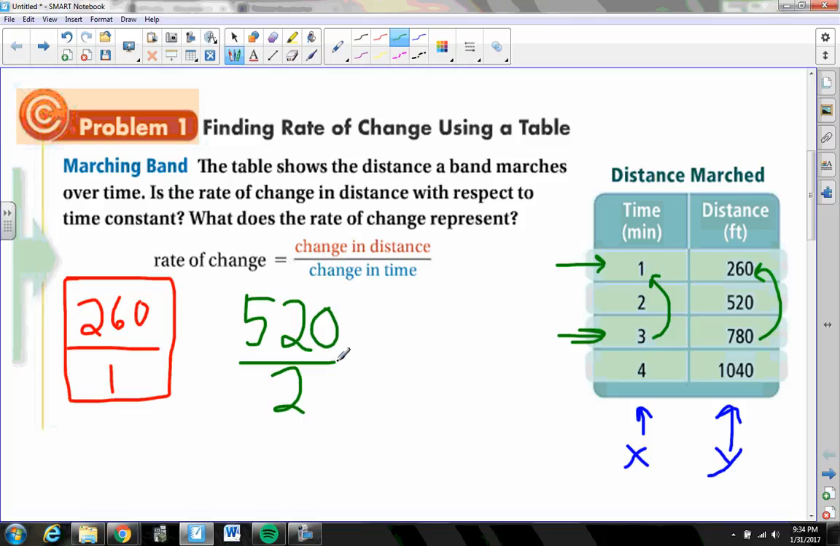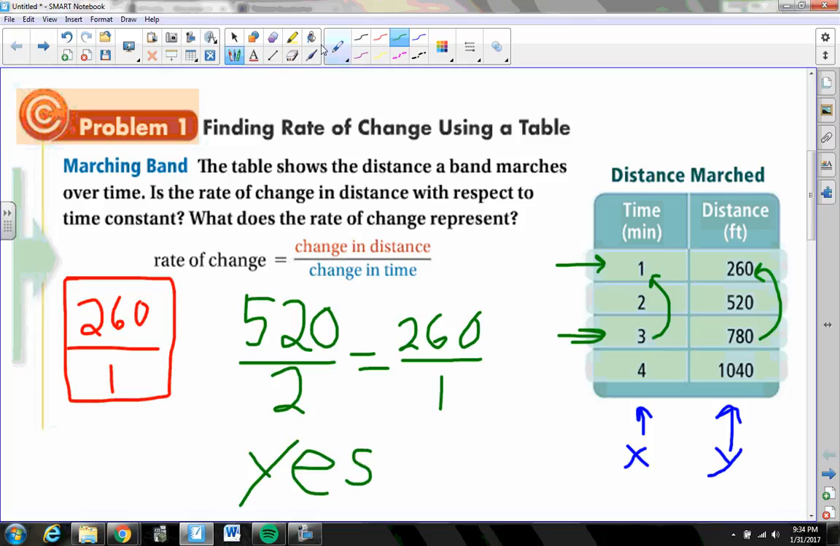But 520 over 2 can be reduced. What is it reduced down to? 260 over 1. So is the rate of change with respect to time constant, meaning it doesn't change? The answer is yes. It does not change.